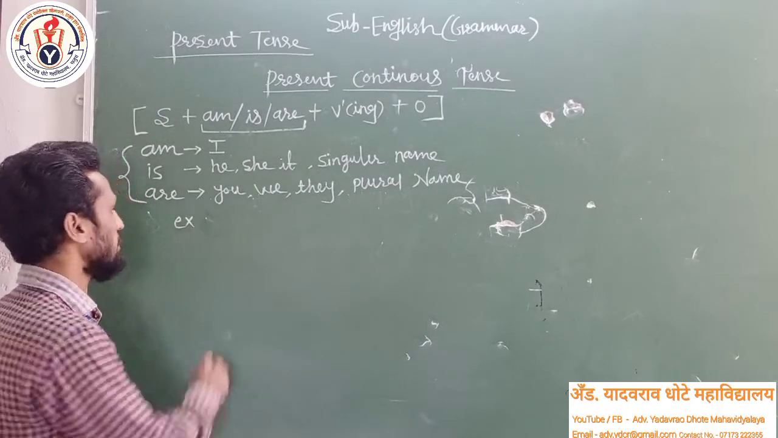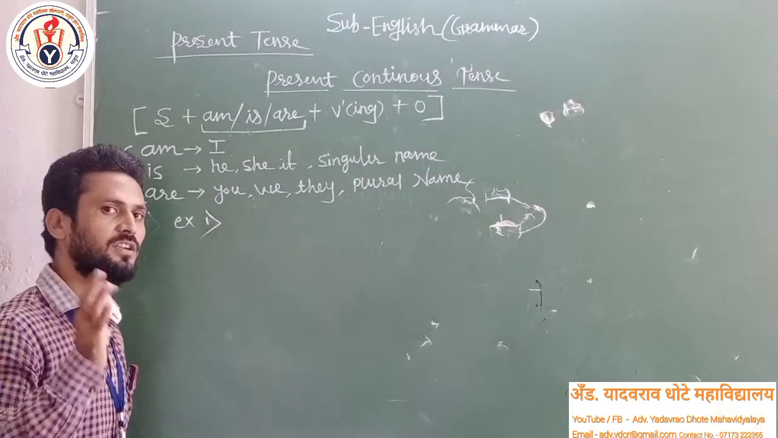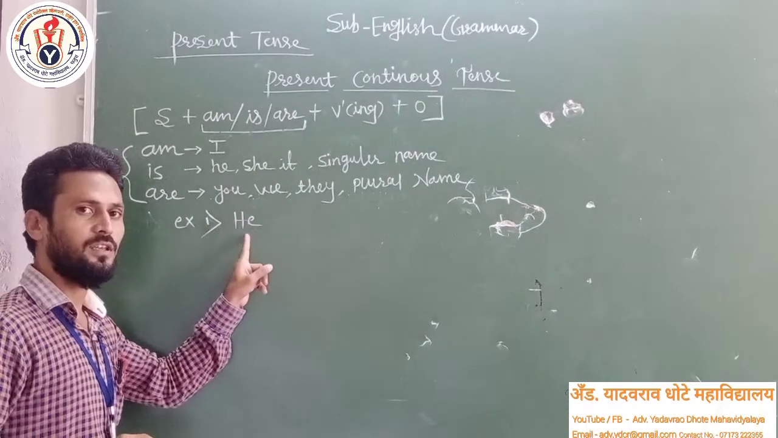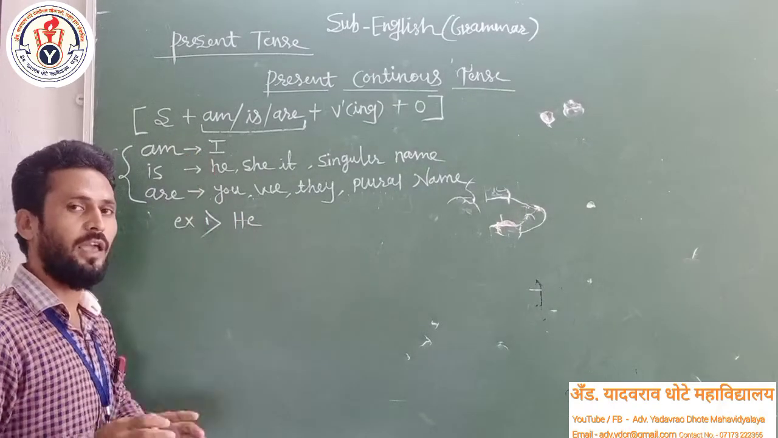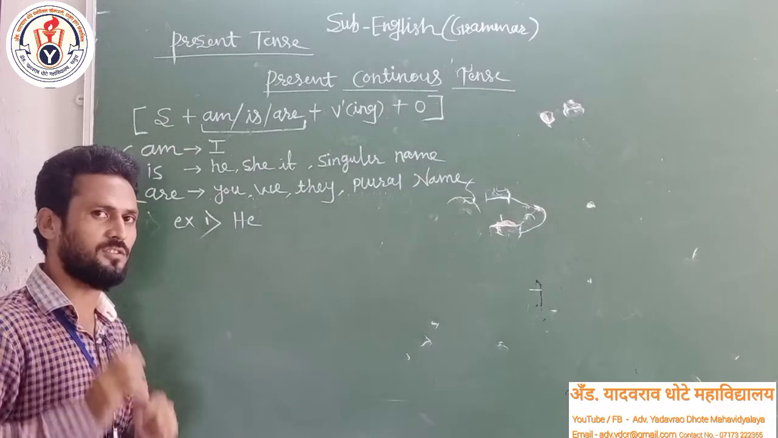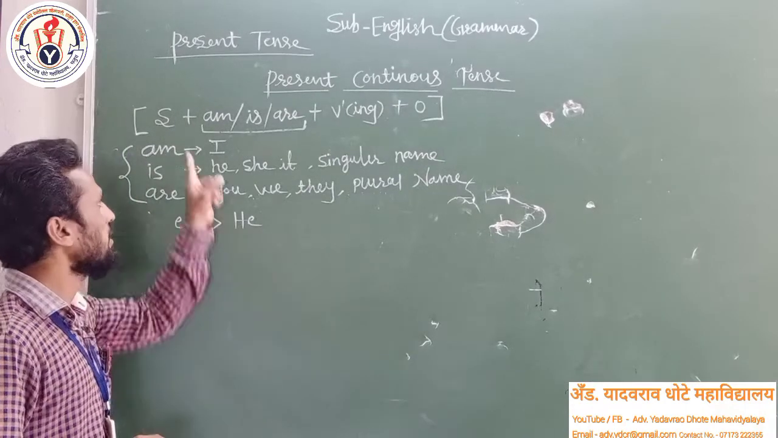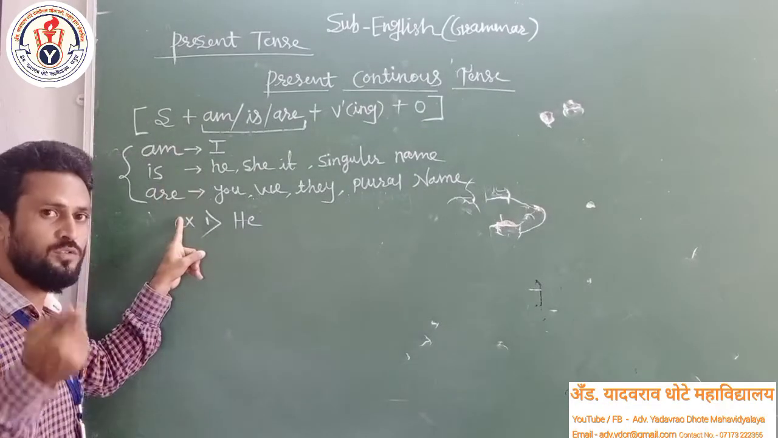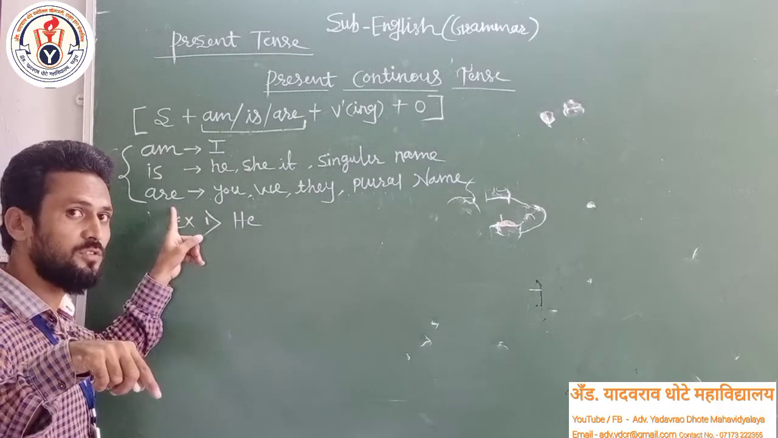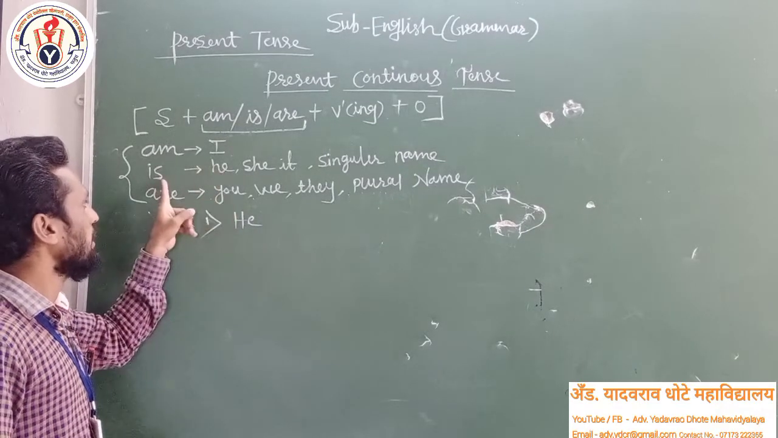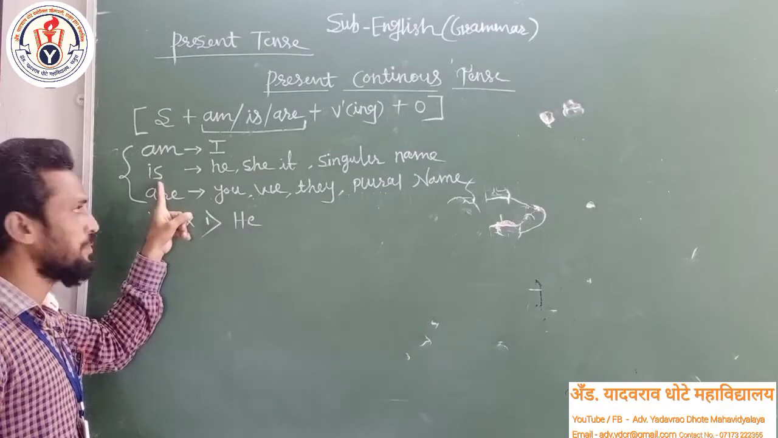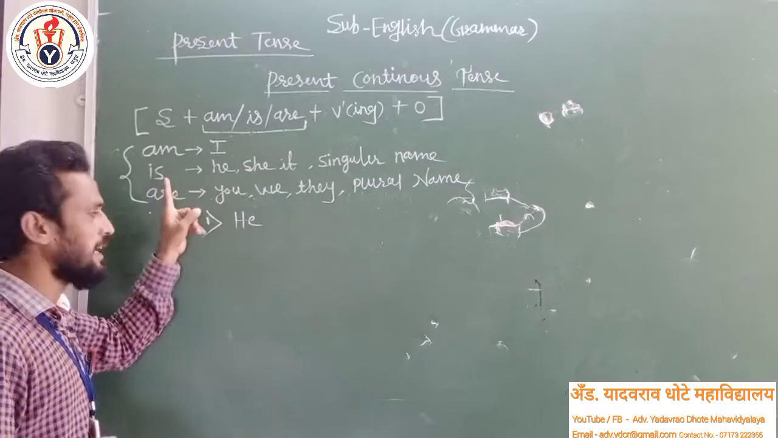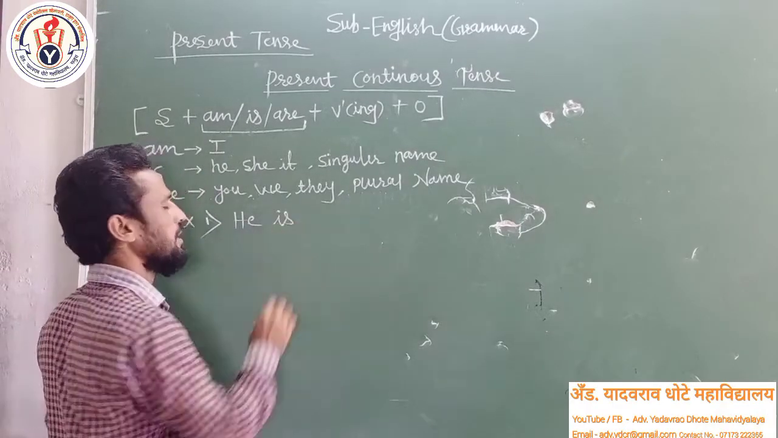So let's go to the example of present continuous tense. First of all, I took here he. He is what? Subject. Actually, every sentence begins with a subject, students. You know. So he is a subject. Now, for the subject he, which to be should I use, or which to be will you use? We will use is, because he is a singular subject, and that is given before is. That is why here we have to use is.